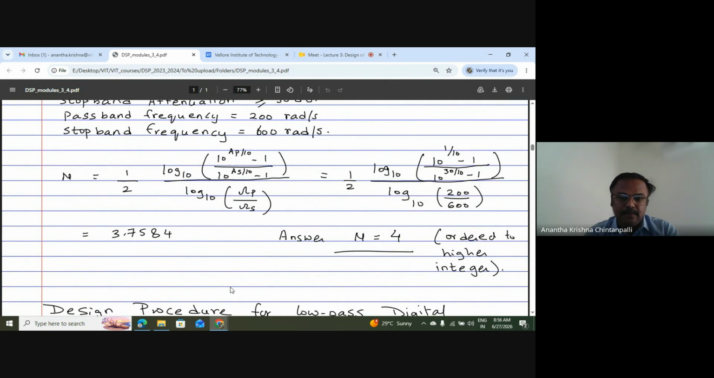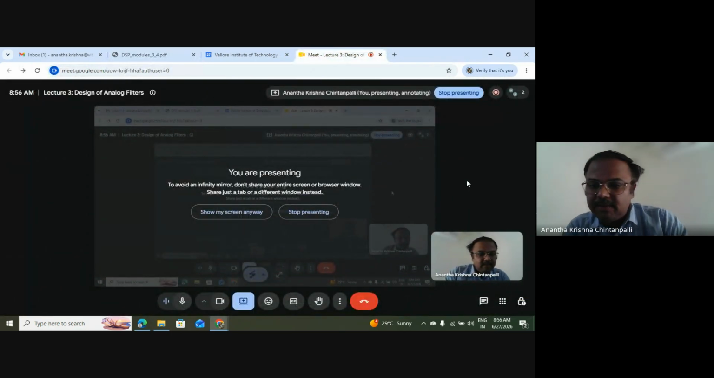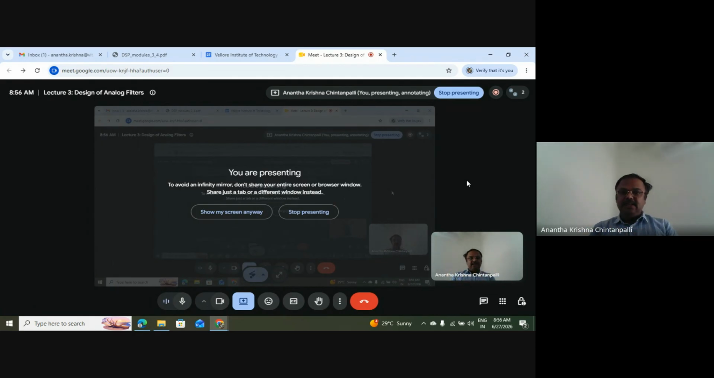Now, this is how you actually come up with a system function for a low pass filter, which we have discussed. What we have spoken, just to make sure that everybody understands, is that depending upon the specification which is given to us, whether it's a linear case or a dB case, we have an expression to compute the filter order n and omega c.